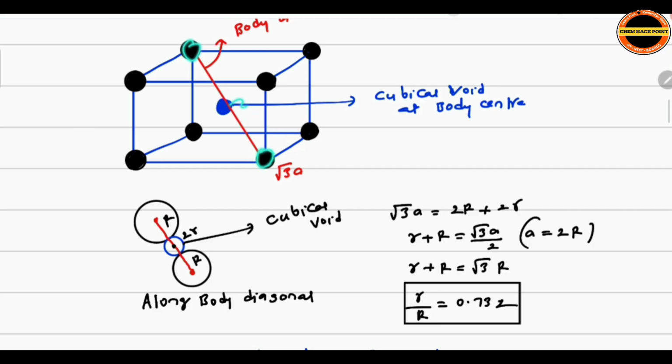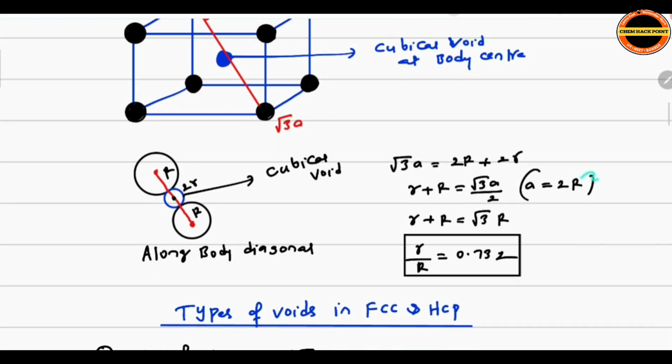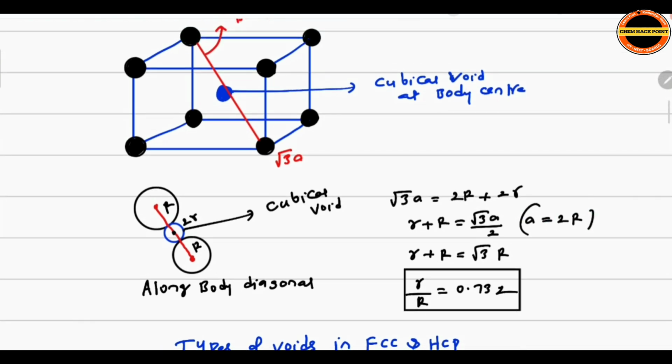These 2 atoms and the cubical void I showed together here, 2 atoms and the cubical void. The cubical void has radius r, the remaining 2 atoms have radius R. We know the length of the body diagonal is root 3 a. So 2R plus 2r, if you add, you will get it. Here a is equal to 2R. The edge length is 2R. So if the edge length is 2R, then what can we write here? If this value is substituted here, then what are we going to get? R plus r is root 3 R, and r by R is 0.732. So along the body diagonal, that is what we used.